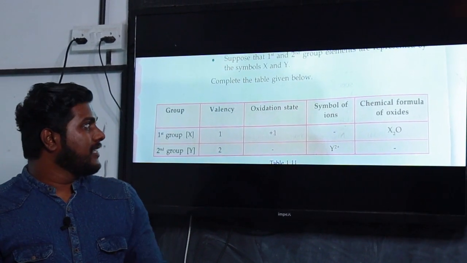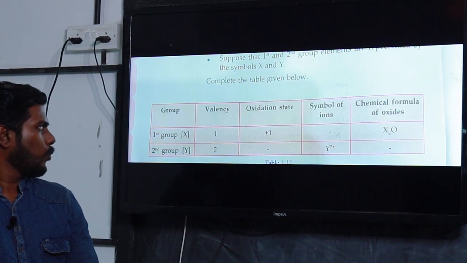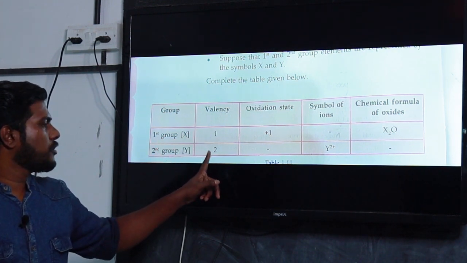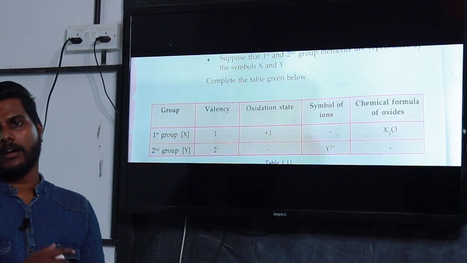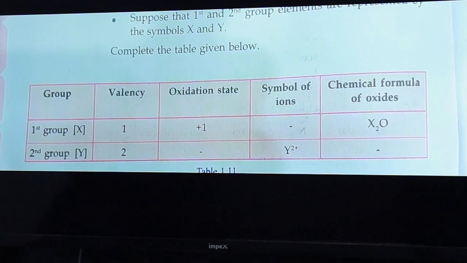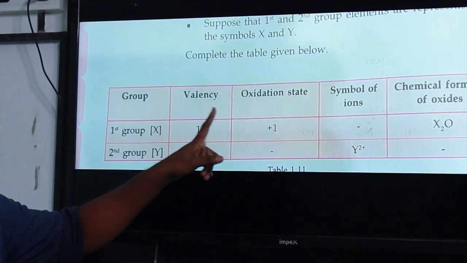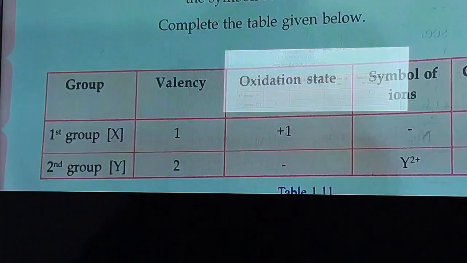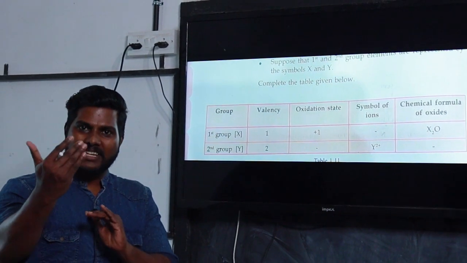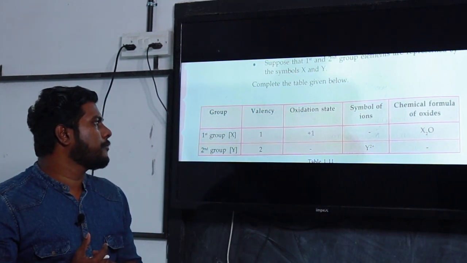Now we want to fill the table. Here first group is indicated by capital X and second group by capital Y. Here the valency in first group, you already know, is 1, and in group 2 it is 2. Here the oxidation state. What do you mean by oxidation state actually? The number of electrons donated or accepted, or shared also, at the time of chemical reaction. Here 1 electron is donated, so this element gets plus 1. Plus 1 means 1 electron is donated, and here 1 proton is increased relative to the electrons, so the plus charge also indicates the increment of protons.